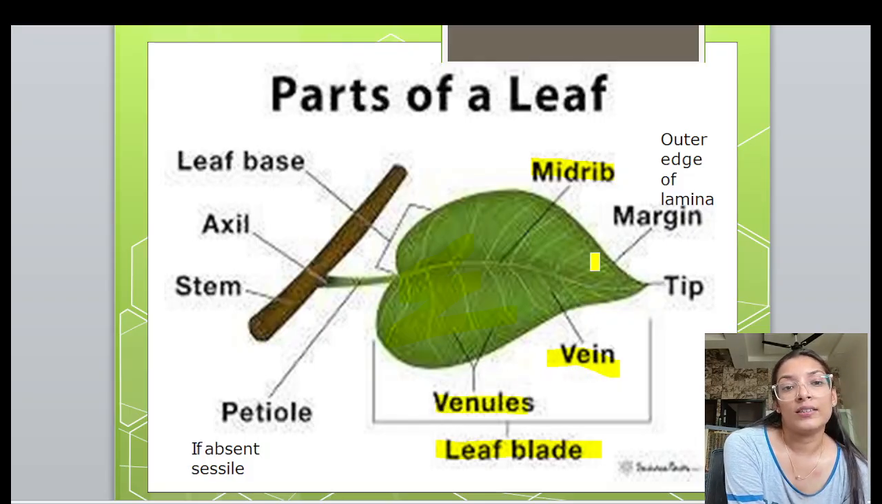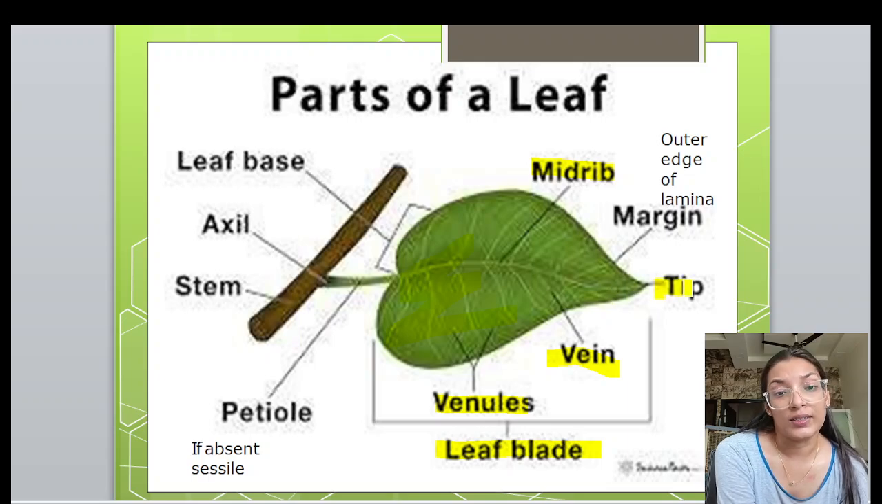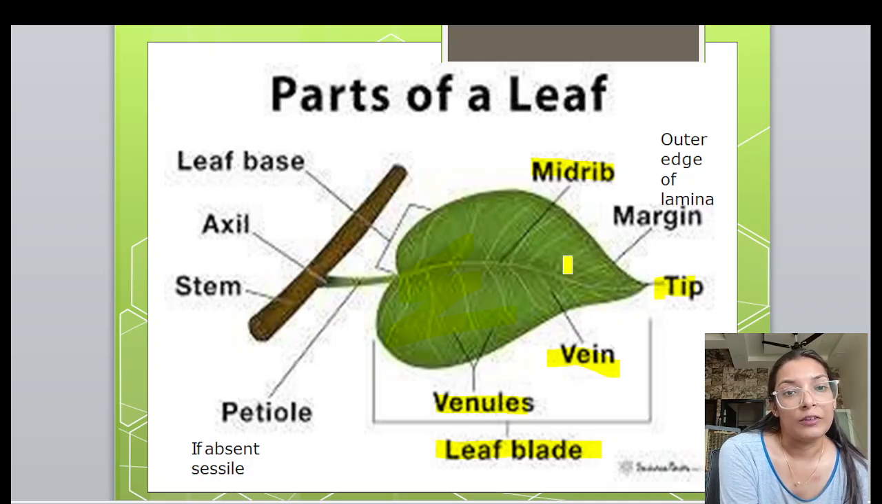Now the leaf has a tip at the end, just like in the root system we studied about the root tip and the root cap. Similarly, here also the leaf has a tip, which is also called the apex of the leaf. Then the boundary of the leaf is called the margin.